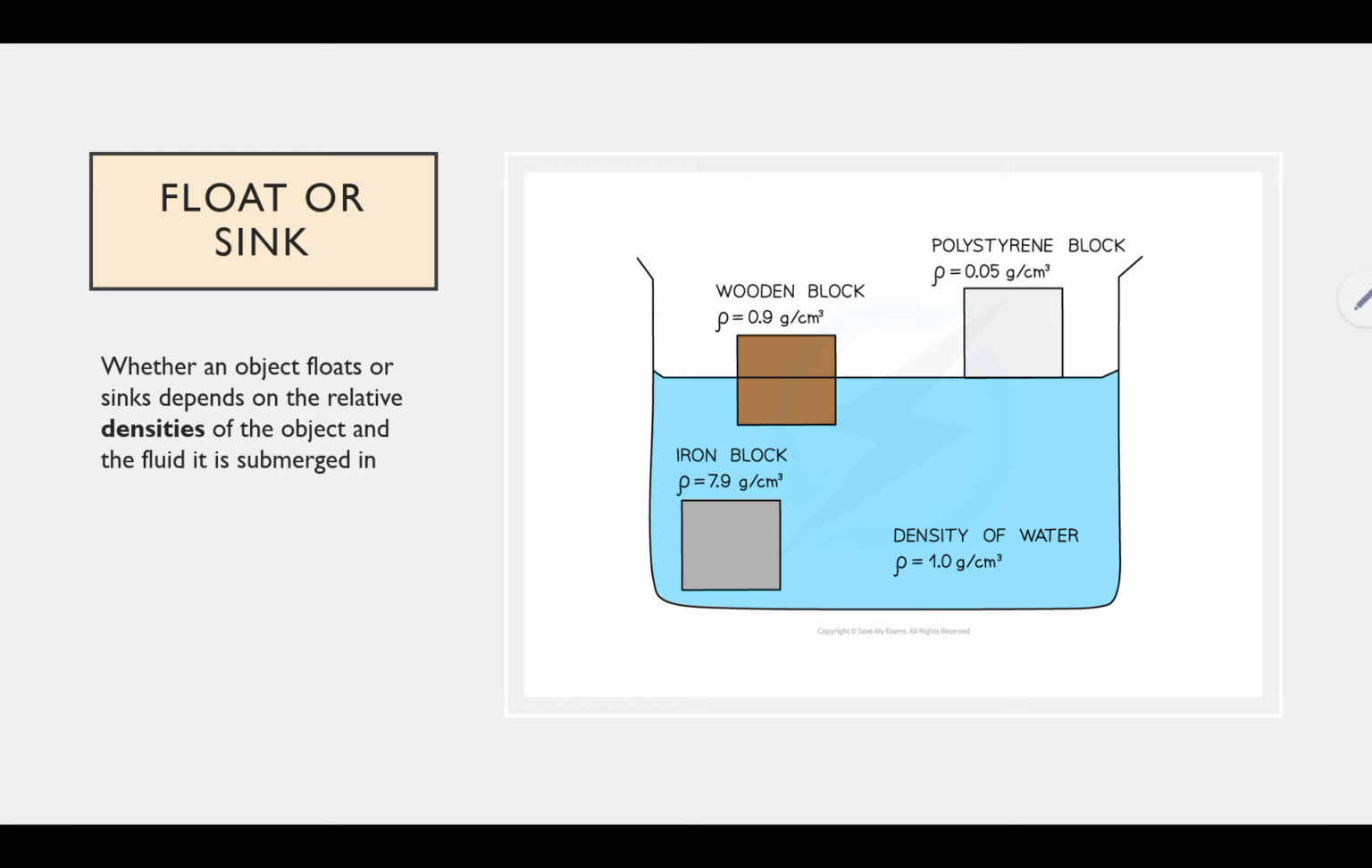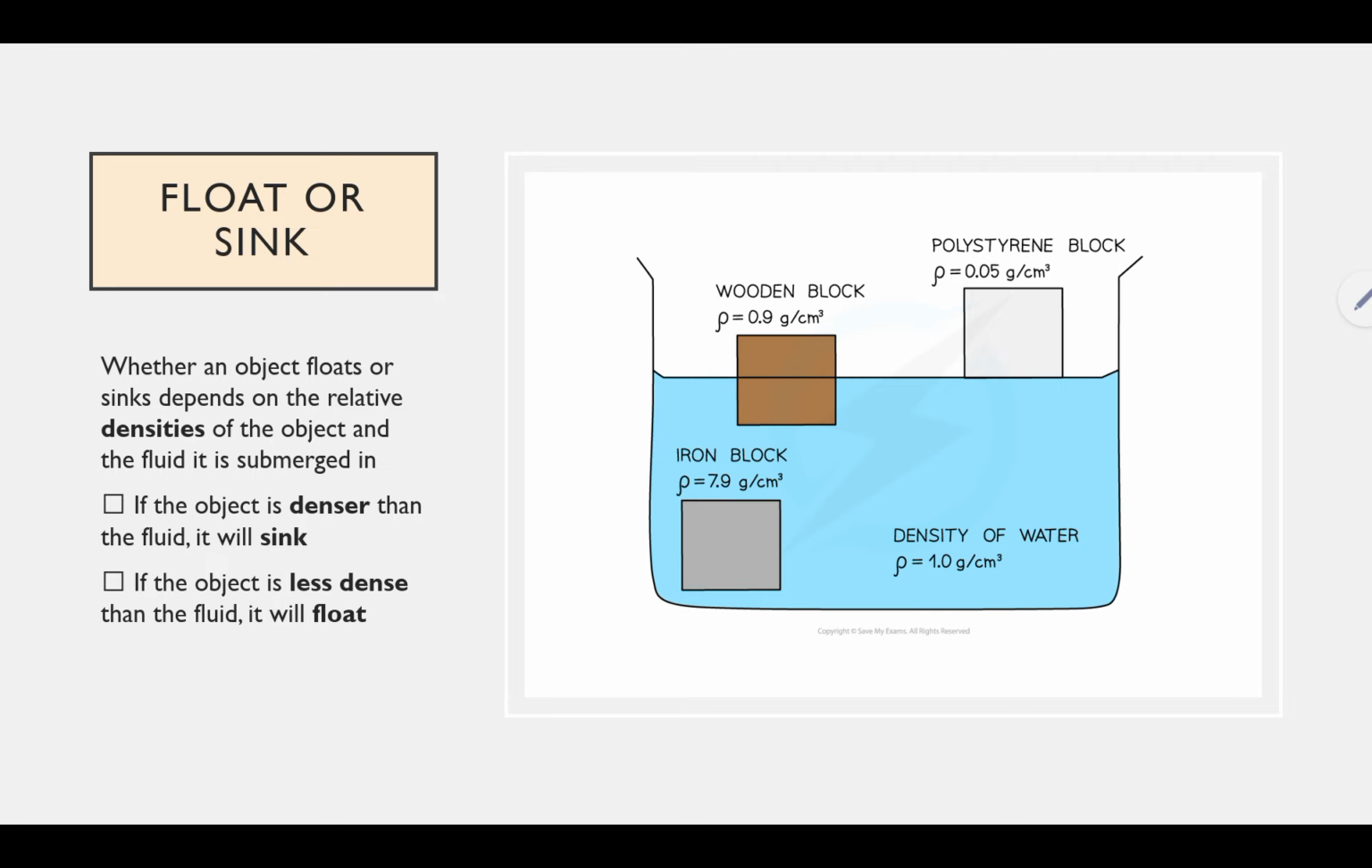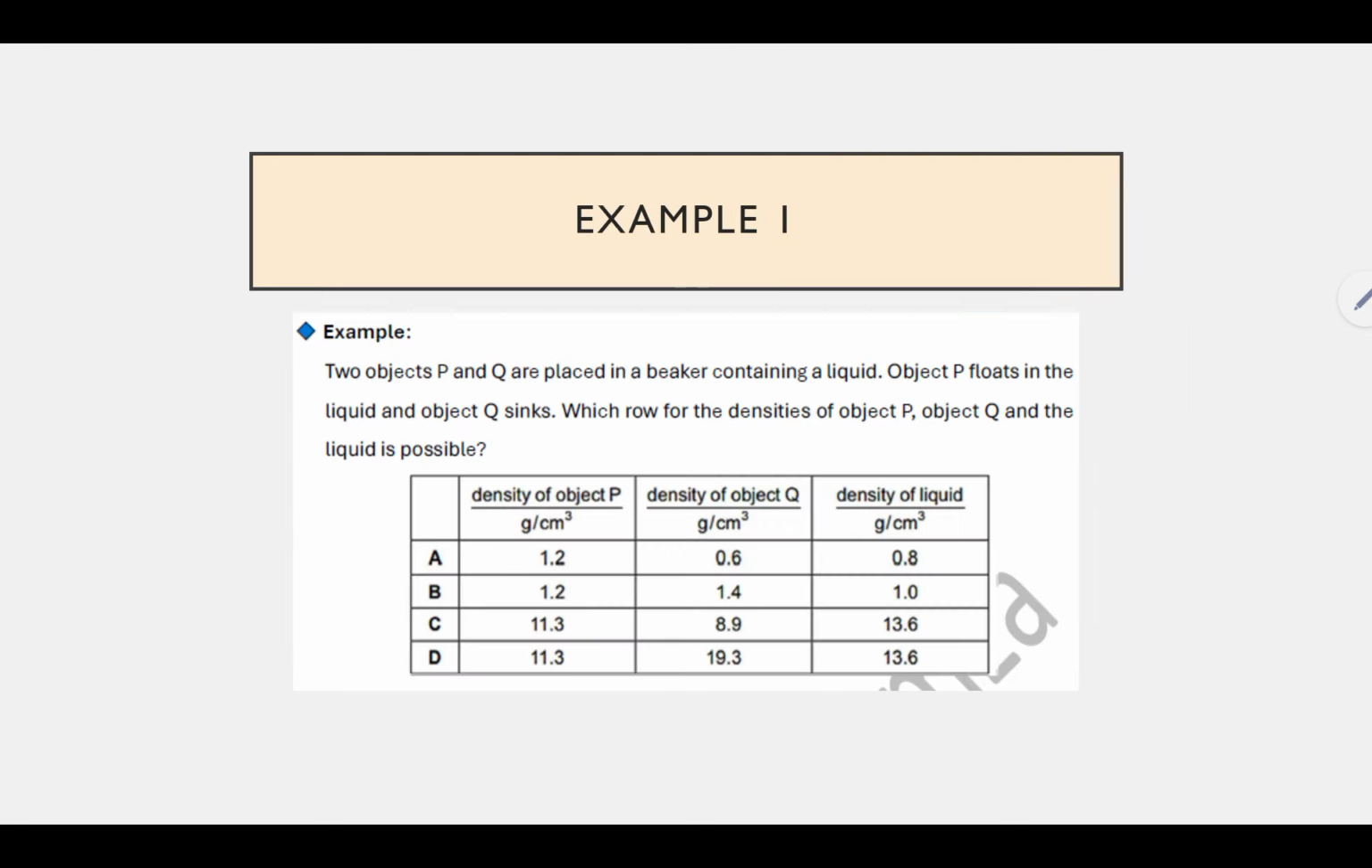So whether an object floats or sinks depends on the relative density of the object and the fluid it's submerged in. So we can't always compare it to 1 gram per centimeter cube, like we just said. This is if I'm placing it in water, then I compare it to the density of water. If I'm placing it in a different kind of fluid, then I have to compare it to the density of that fluid. If the object is denser than the fluid, it will sink. If the object is less dense than the fluid, it will float.